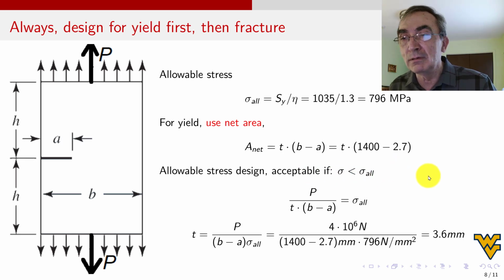If you exceed the allowable, then the safety factor is not going to be 1.3. If sigma, the calculated sigma, is equal to sigma allowable, then the safety factor will be exactly 1.3, and that's the limit. So I put the equal sign there for 1.3. And sigma, how is it calculated? P divided by the net area, T times B minus A. So I get P divided by B minus A equals sigma allowable; move the T up there.